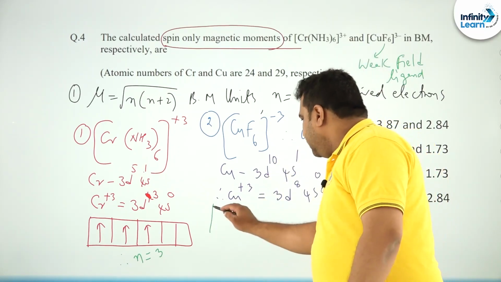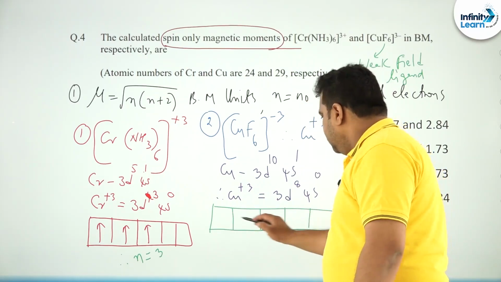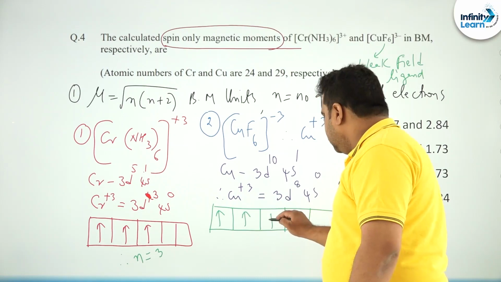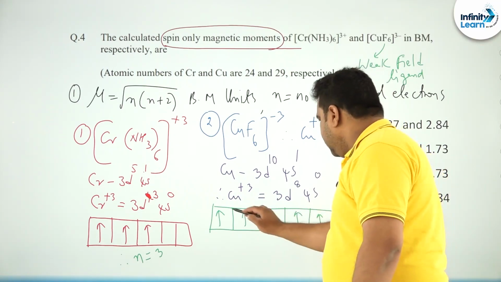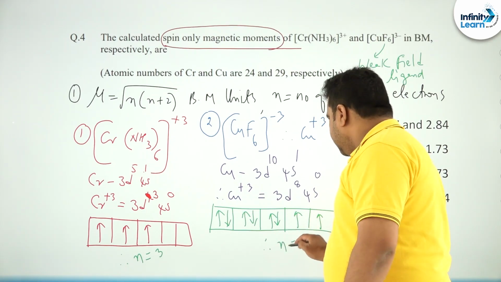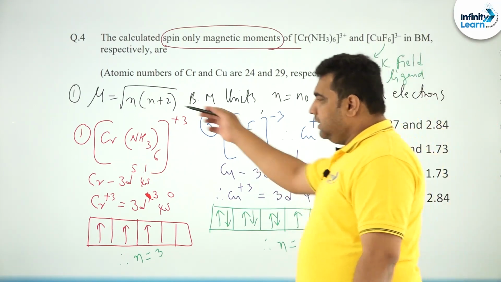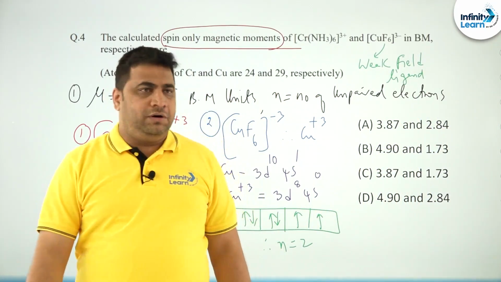Therefore, how do you write this? 1, 2, 3, 4, 5. So you have to follow Hund's rule. 3, 4, 5, 6, 7, 8. So how many unpaired electrons are left over? 2. Put it in the equation, you are going to get the corresponding answer.